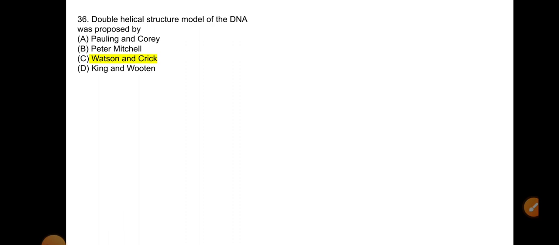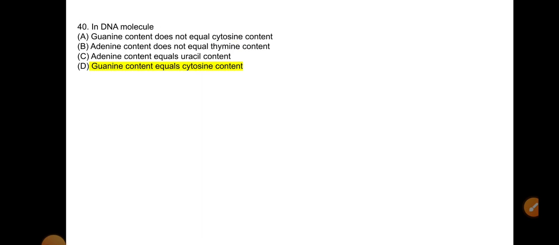Double helical structure model of DNA, most easy question, can't be easier. Watson and Crick. 37, DNA does not contain uracil. The sugar moiety present in DNA is deoxyribose. DNA rich in AT has 2 bonds, A bonds with T with 2 bonds and G bonds with C with 3 bonds. In DNA molecule, guanine content equals cytosine.